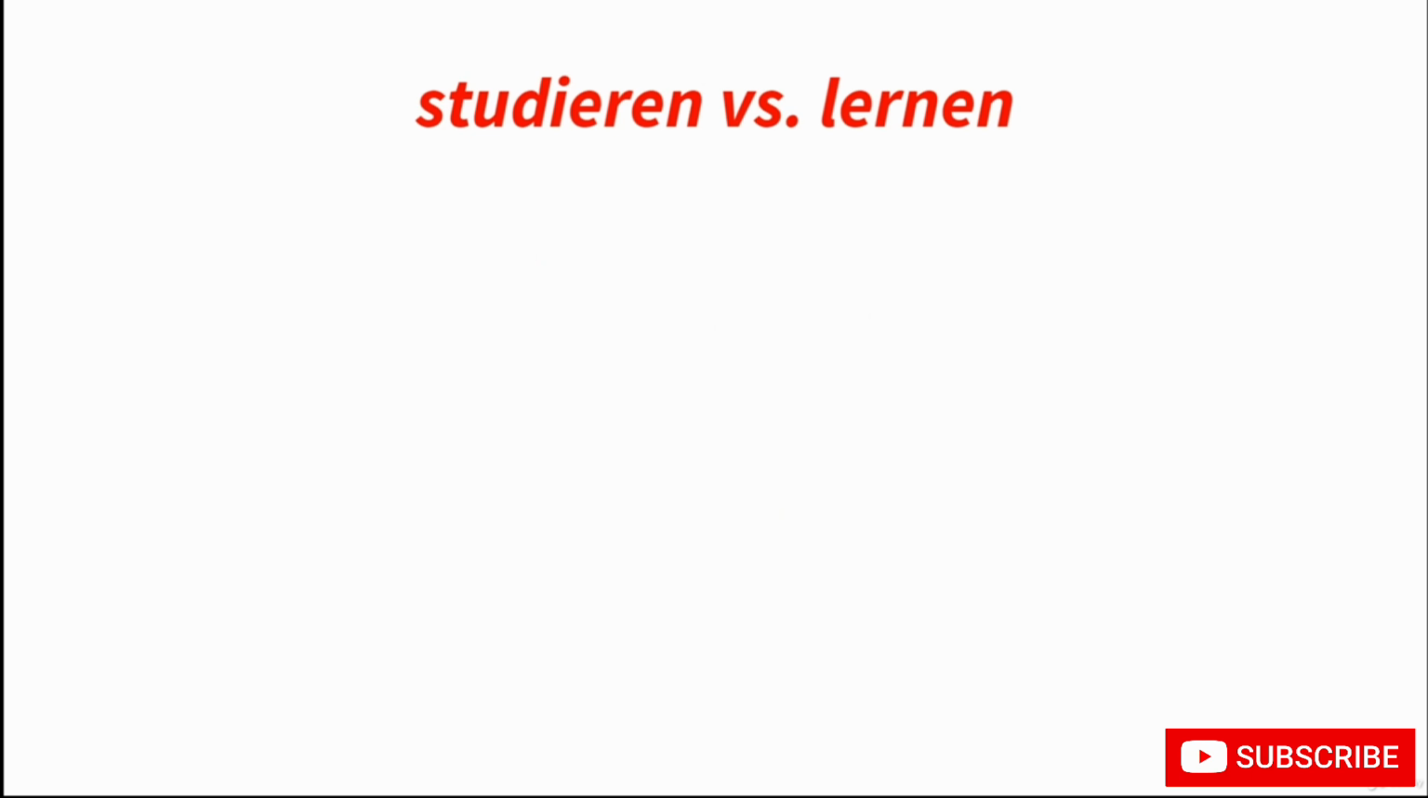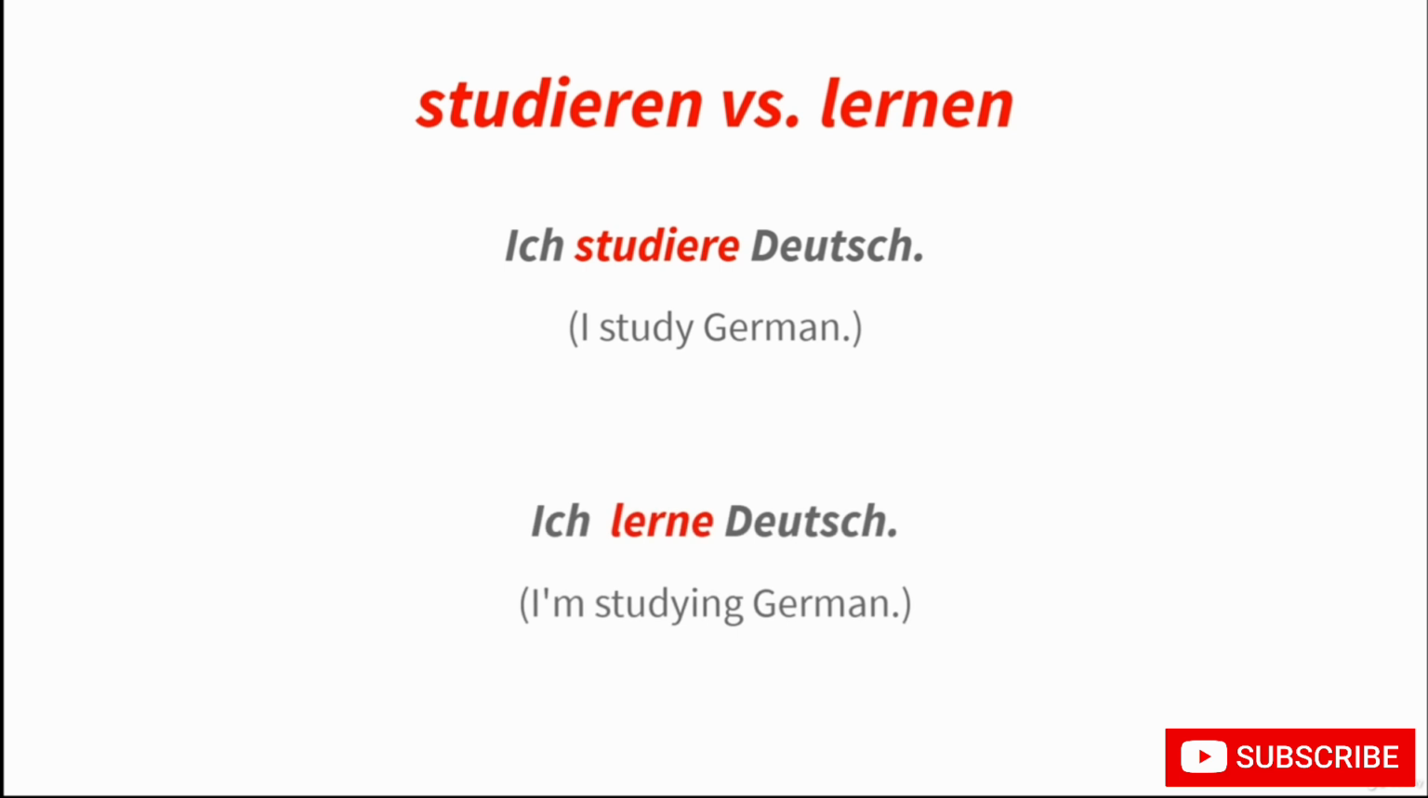Another example. Ich studiere Deutsch means I study German, which means I'm a student and I study German at a university. But when I say Ich lerne Deutsch, it has 2 different meanings. One of them is I'm studying German, I have a class tomorrow, I have homework to do, I have an exam, that's why I am studying German, or I am learning German. This sentence has 2 different meanings. Be careful about that.